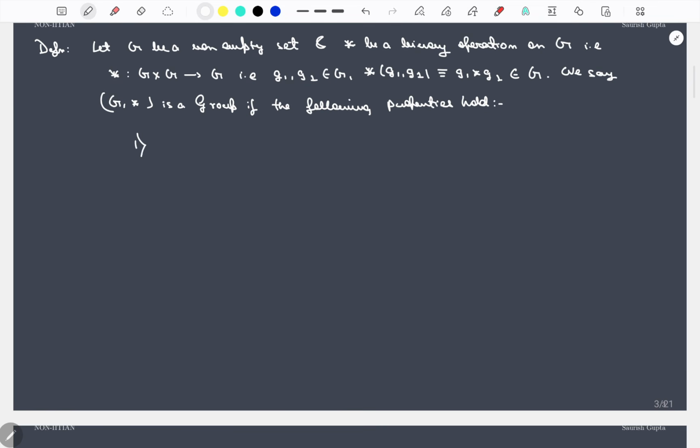Property number 1 is that star is associative. That is, for all A, B and C in G, if you operate, it doesn't matter which order you operate them in. Is it clear? Now there are certain structures which are similar to this. That is, you have a non-empty set, you have a binary operation on this, and the operation is associative. Now if I only consider this much of the property holding, then we can also name it a semi-group.